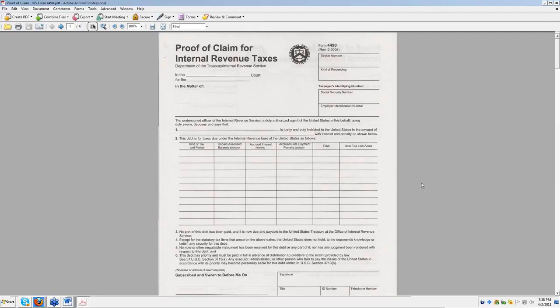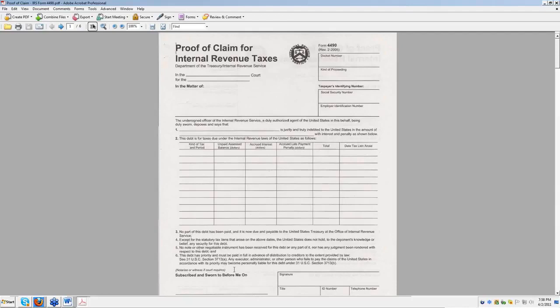Man, okay, I got 7 houses to go after. Woo-wee! Okay, what does number 3 say? Number 3, no part of this debt has been paid and it is now due and payable to the United States Treasury at the Office of Internal Revenue Service. Number 4, except for the statutory tax liens that arose on the above date, the United States does not hold to the deponent's knowledge or behalf any security for this debt.